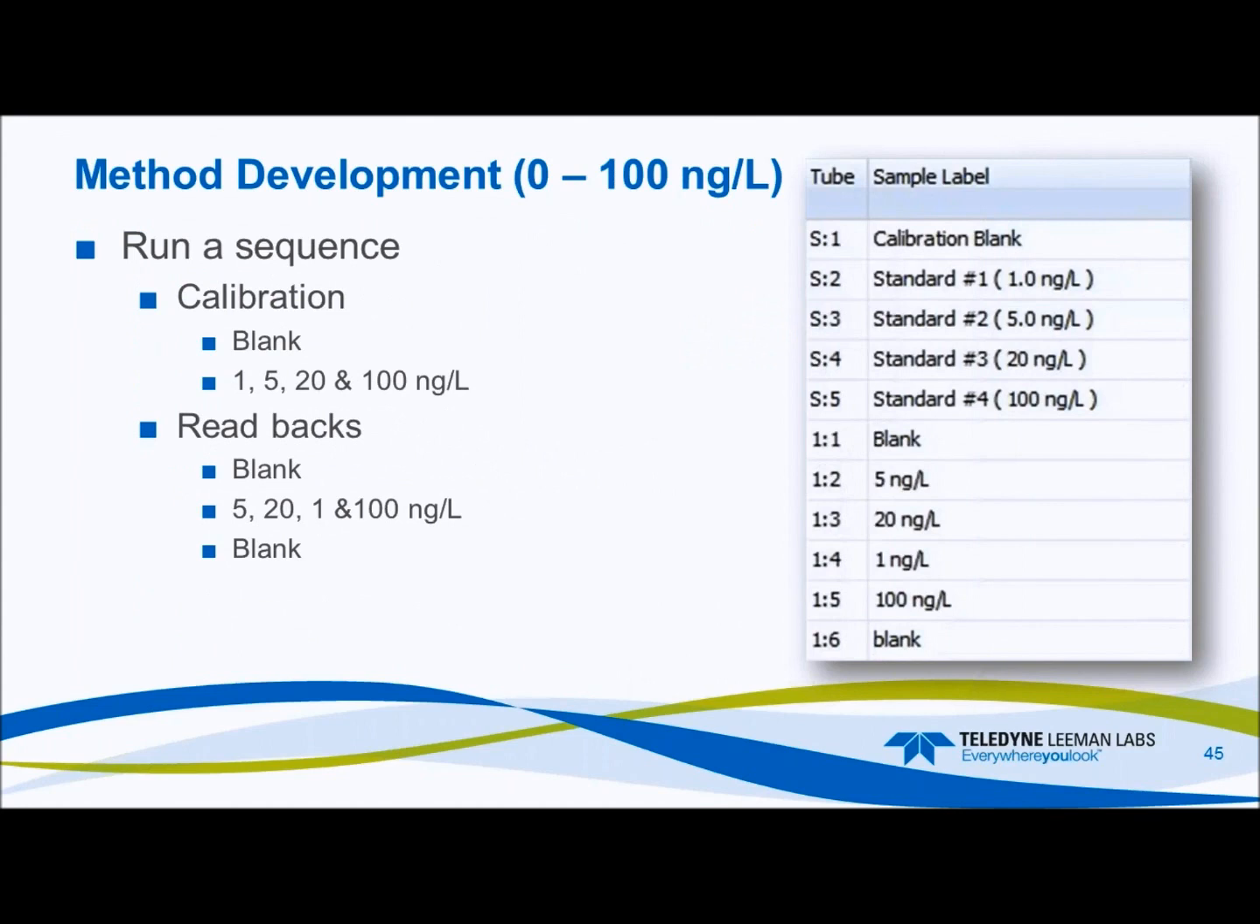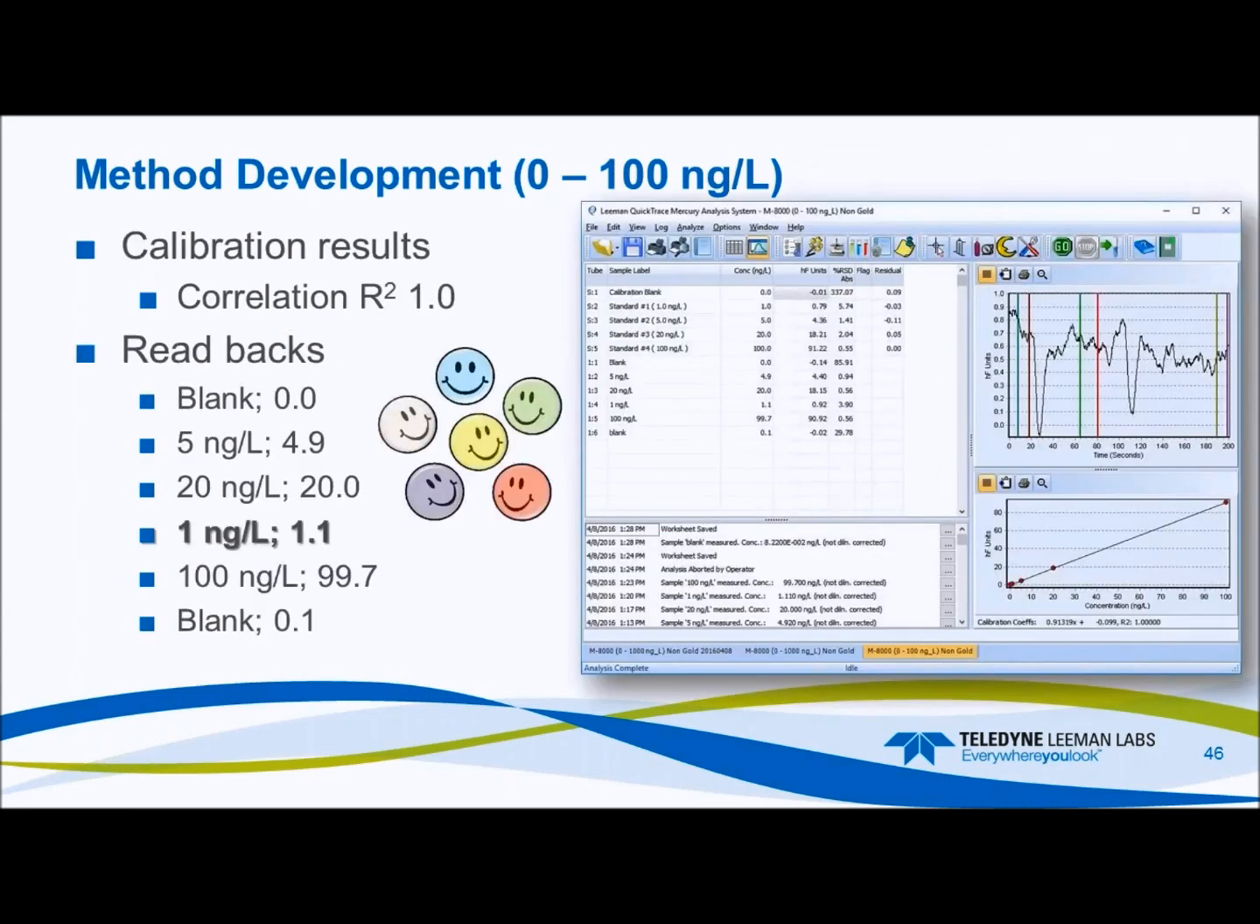So in this case, I calibrate with a 1, 5, 20, and 100. My readbacks are going to be 5, 20, 1, and 100. So again, I mix them up. So for the readbacks, the blank came in at 0, 5 came in at 4.9, so that's better than 3.8, which was in the higher calibration. But again, it's a tighter calibration, so that reduces some of the error and gives you a better shot at getting a good calibration. And in this case, the correlation R squared was a 1.0, so that's as good as you can achieve with the system.